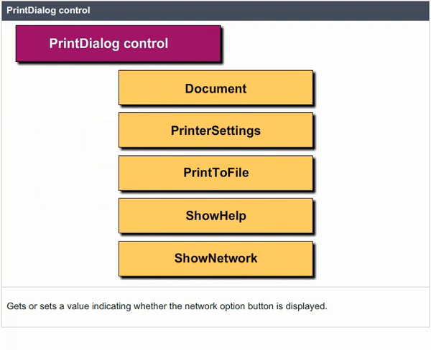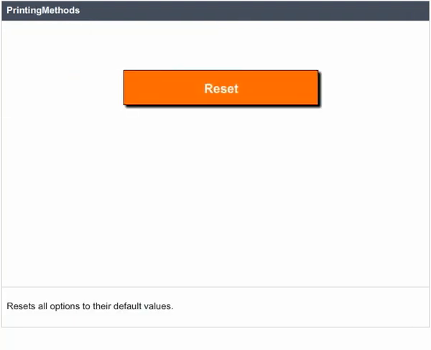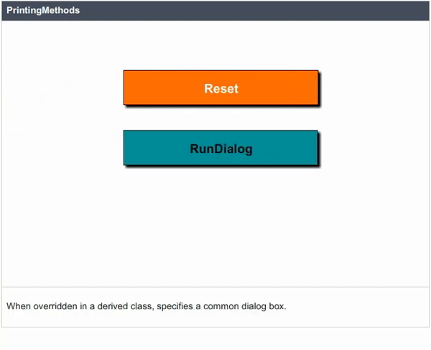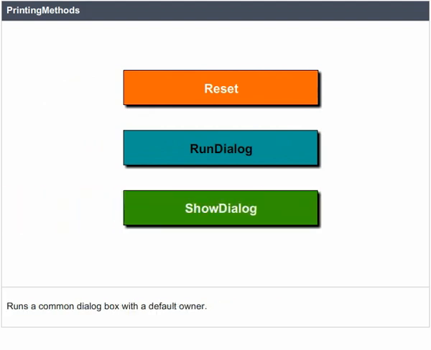Printing methods. Reset. Resets all options to the default values. Run dialog. When overridden in a derived class, specifies a common dialog box. Show dialog. Runs a common dialog box with a default owner.